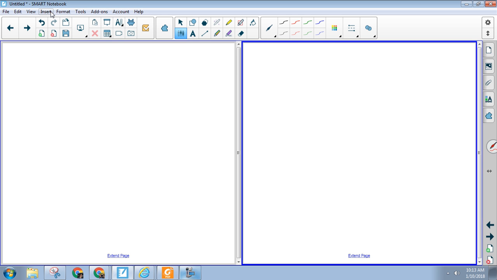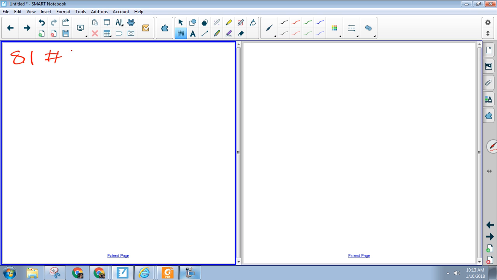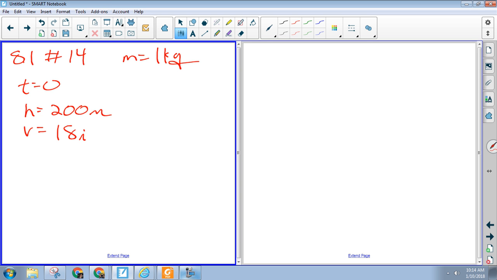So I like this one because it's seemingly, well, here, let me just go through it. Okay, so here we go. On worksheet 8.1, number 14, it says at t equals 0, we've got a ball that's got a mass of 1 kilogram, and at t equals 0, it is thrown from a 200-meter tall tower. So our height is going to be 200 meters. And it's got a velocity of 18i plus 24j meters per second.